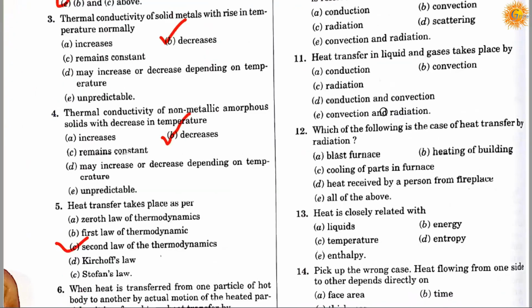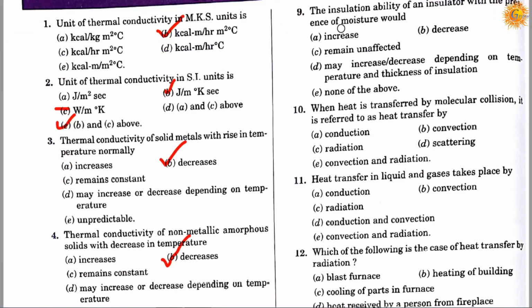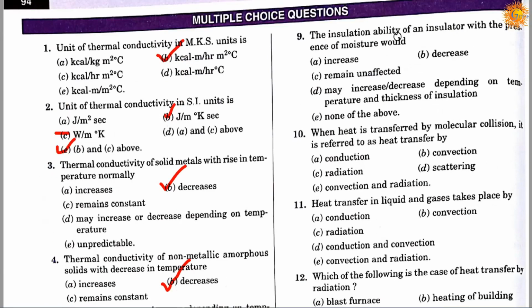Question number 9. The insulation ability of an insulator with the presence of moisture would be: option A, increases. Option B, decreases. Option C, remains unaffected. Option D, may increase or decrease depending on temperature and thickness of insulation. And option E, none of the above. Correct answer is B, it will be decreases.